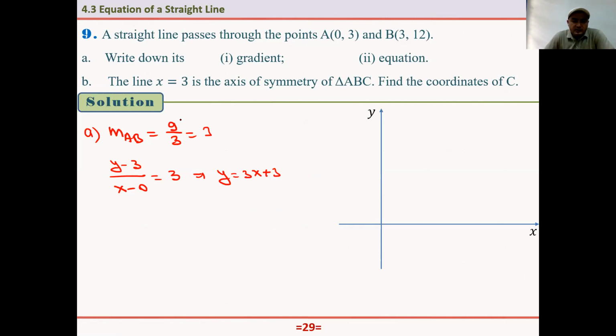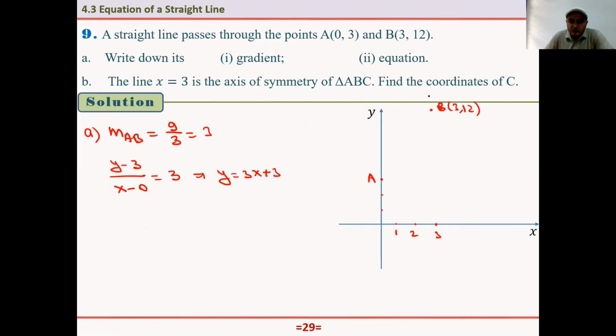It says that the line x equals 3 is the axis of symmetry of triangle ABC. So what is A? A is somewhere here, 0, 1, 2, 3. Okay, this one is point A, the location of A. And B is 3, 12. That is, let's say 1, 2, 3. And the 12 is, let's say, somewhere here. Okay, that is point B, whose coordinates are 3 and 12. And x equals 3, that one is 1, 2, 3. X equals 3 is the axis of symmetry of ABC.